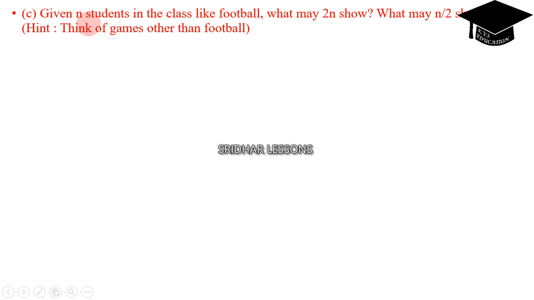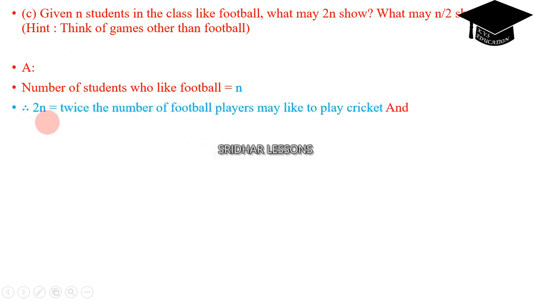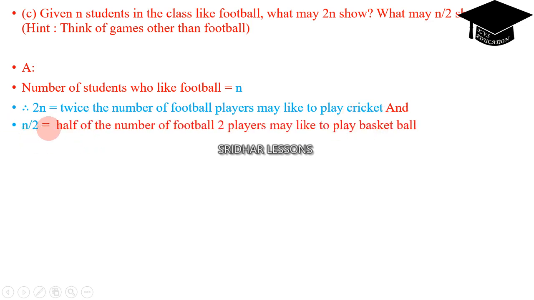Next question. Given n students in the class who like football, what may 2n show and what may n by 2 show? Think of games other than football. This is the hint. The number of students who like football is equal to n. 2n is twice the number of football players, who may like to play cricket, and n by 2 is half the number of football players, who may like to play basketball. Okay, he has given the hint.